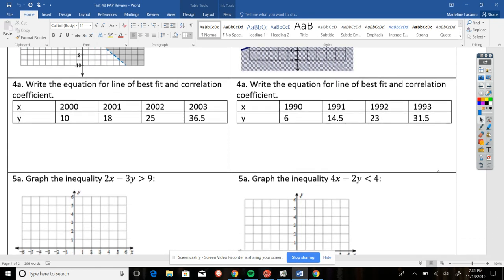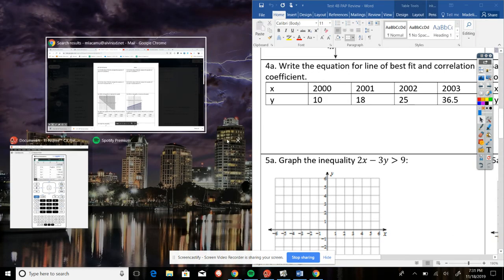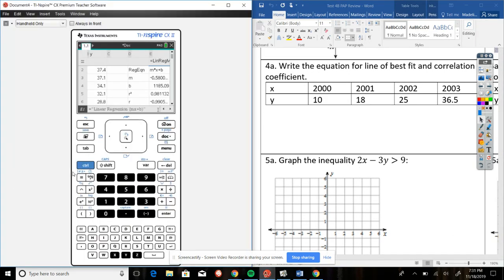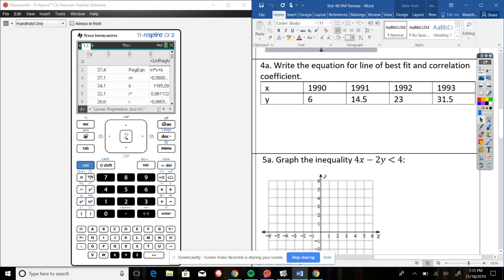All right, next up we have 4a. So this is a regression one. So I'm going to pull up my calculator. So we're going to start by do the b's. Oh, that says A. That should be B. So we have this table given to us. So we're going to use our calculator.